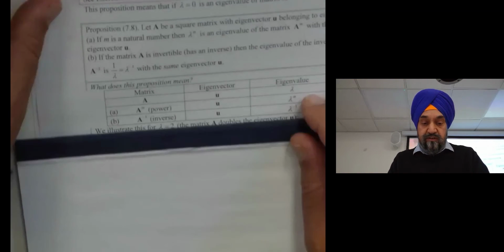So you can have a look at this. Look at what it says. This is if you put it in a table. This is what you get: the power lambda to the m, the inverse lambda to the minus 1. Same eigenvector. The eigenvector remains the same. Okay, let's do this example then.